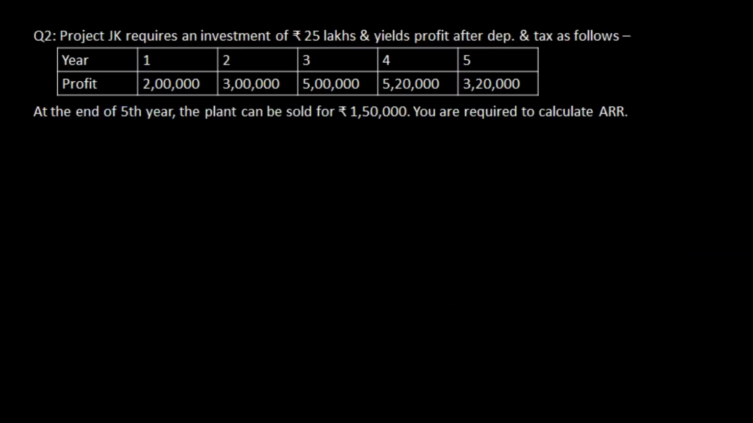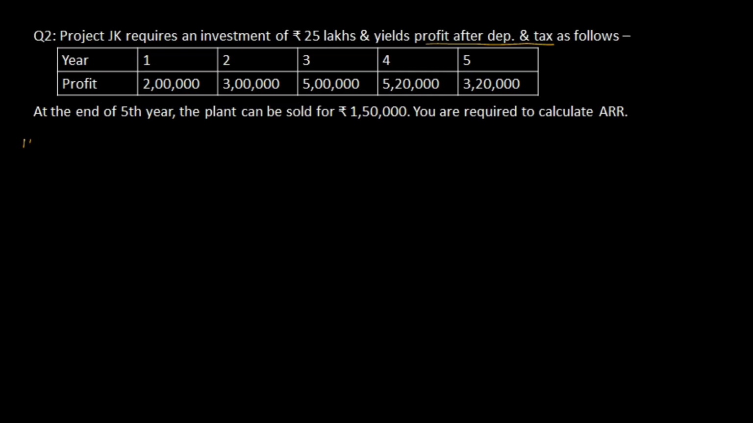So here the question is this. I have taken the same question which we did in the first method. So we will solve this same question through the second method also. First we will write what we need. For the numerator we need annual average net profit after depreciation and tax. The profit after depreciation and tax is already given, we only need to find the average.